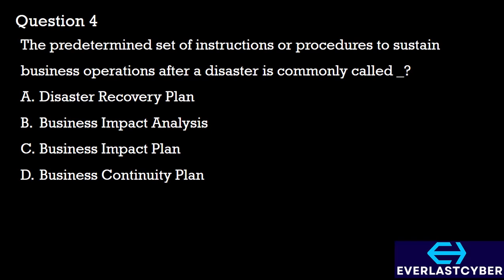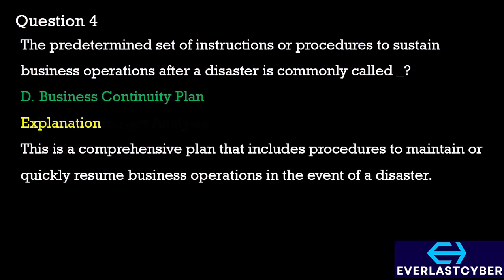For option C, this term is not commonly used in cybersecurity, so we're not going to go with that. For option D, the business continuity plan is the comprehensive plan that includes all the procedures to maintain and quickly resume business operations in the event of a disaster. So for this, we'll be going with option D.